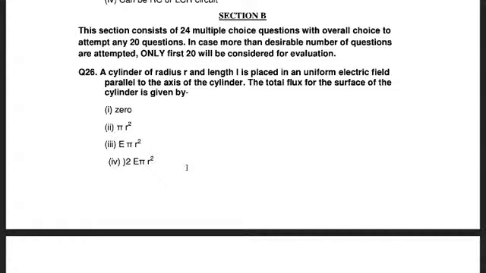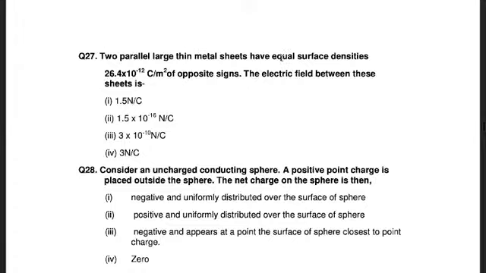Question number 27. Two parallel large thin metal sheets have equal surface densities, 26.4 times 10 to the power of minus 12 C per m squared, of opposite signs. The electric field between these sheets is option 1, 1.5 N/C, option 2, 1.5 times 10 to the power of minus 16 N/C, option 3, 3 times 10 to the power of minus 10 N/C, option 4, 3 N/C. Correct. Option 4 is the correct answer, 3 N/C.